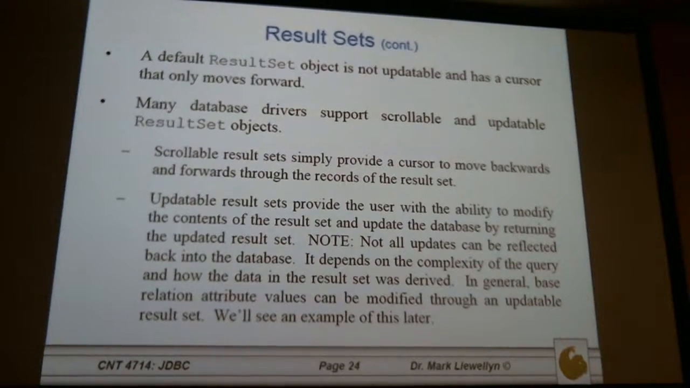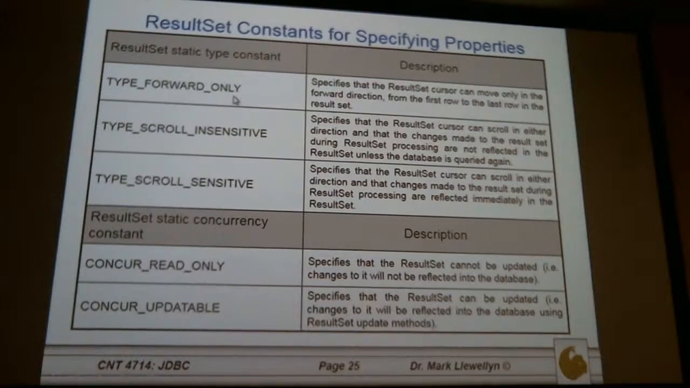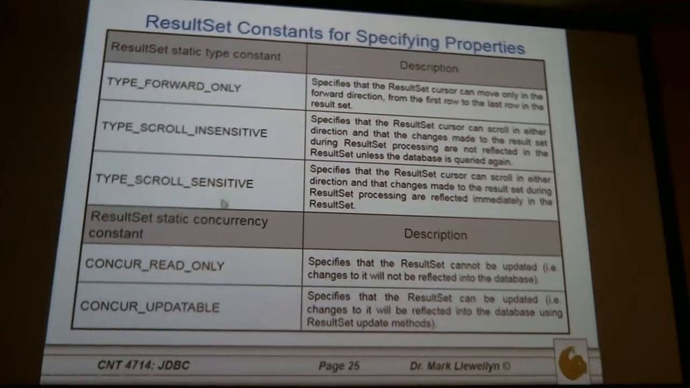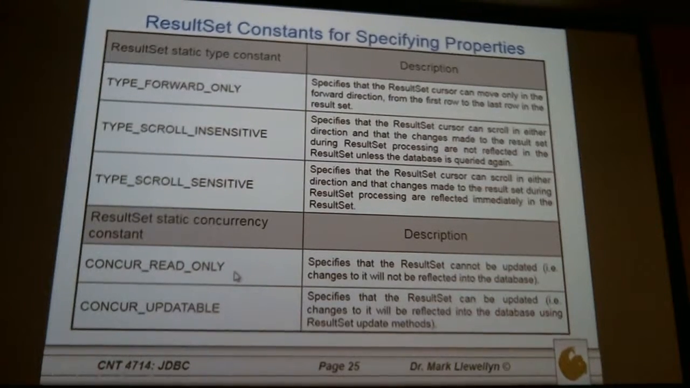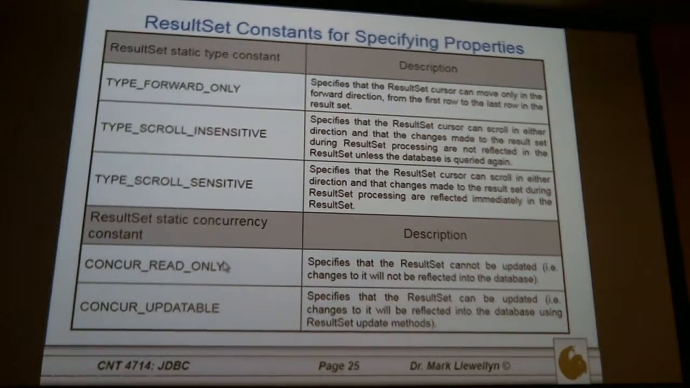MySQL will know that. Java does not. So you have to be very, very careful when you're doing those kind of things. So here's how you would set them. You set the result set type: forward only, scrollable scroll insensitive back and forth, or scrollable scroll sensitive back and forth. You can also set it to be read-only or updatable. The most common type to see is read-only and scroll sensitive.